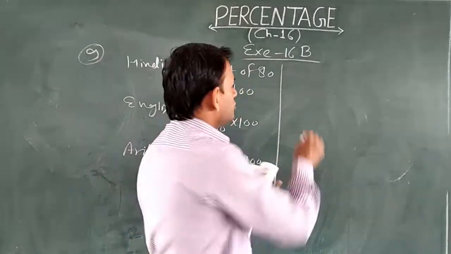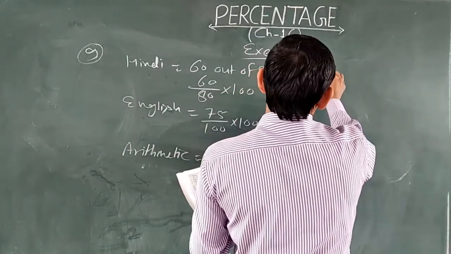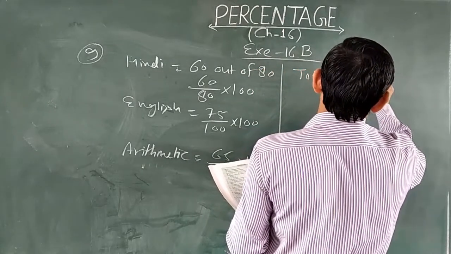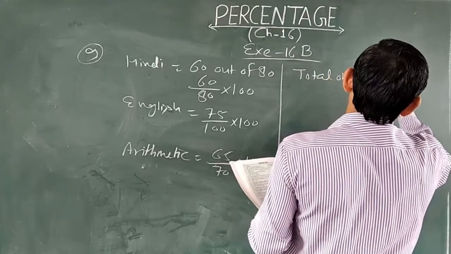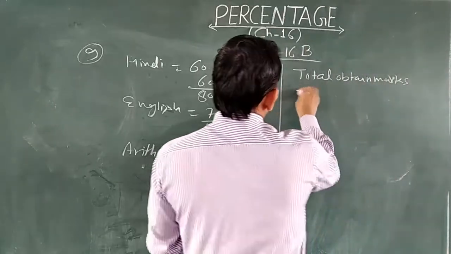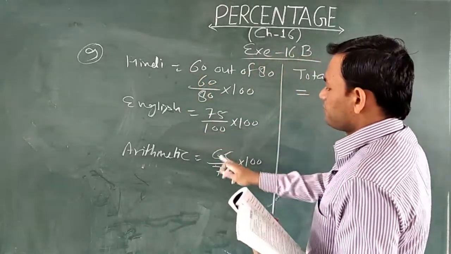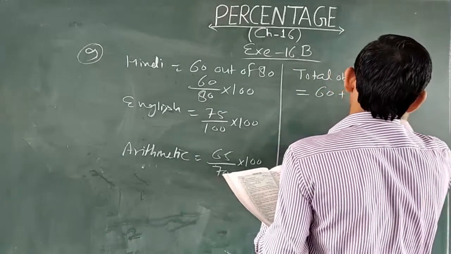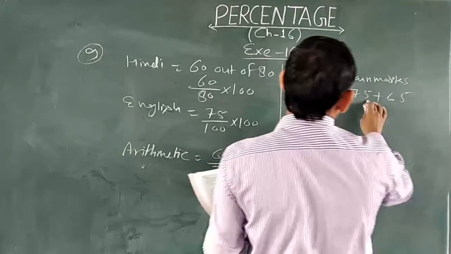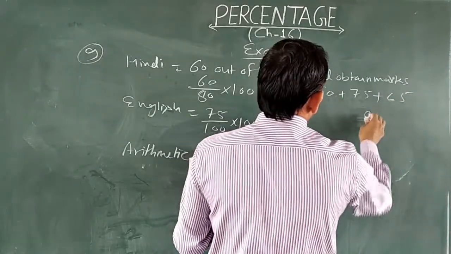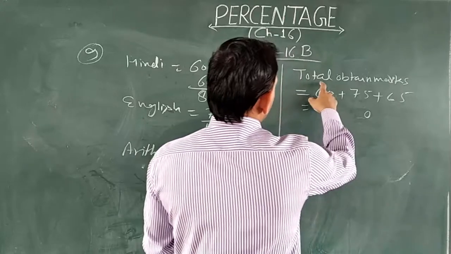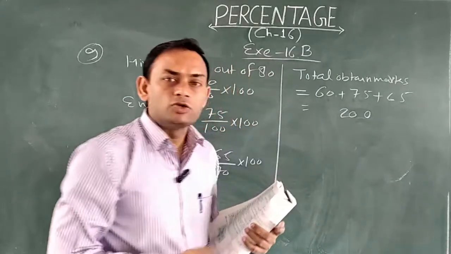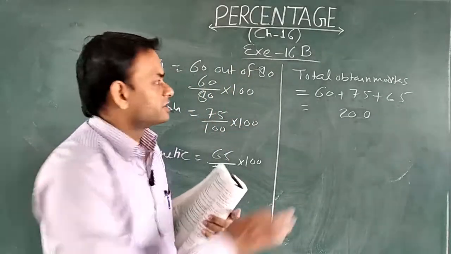For overall percentage, you will get the total obtained marks. How do you find the total obtained marks? Means 60 plus 75 plus 65. It will be 5, 5, 10 and 0. 10, 0, 1 carry, then 6, 1, 7, 7, 14 and 14 and 6, 20. Means he got 200 total marks. Okay, this is the obtained marks.